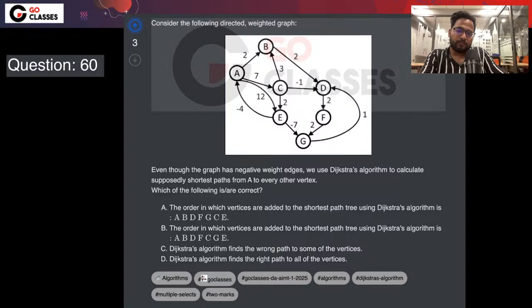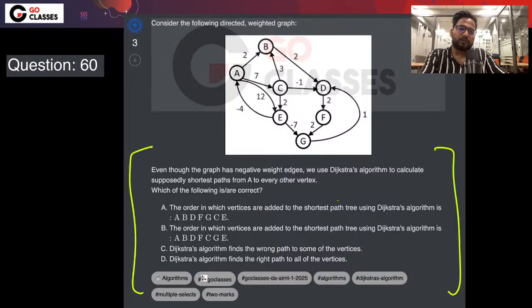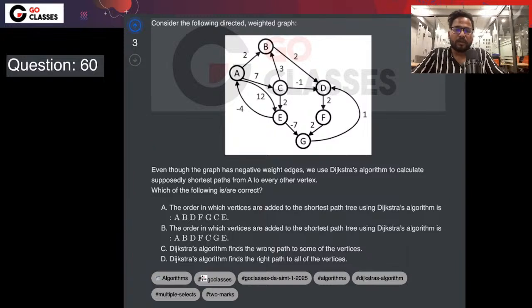This is question number 60. In this question they are saying, consider the following directed weighted graph. Even though the graph has negative weight edges, Dijkstra's algorithm is used to calculate the shortest paths. Which of the following is or are correct? They are saying the order in which the vertices are ordered in the shortest path tree by Dijkstra's is this order. They are asking about the order, and also about Dijkstra's algorithm finding the wrong path to some of the vertices.